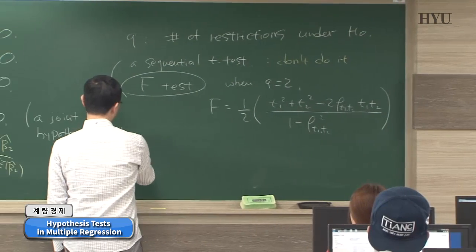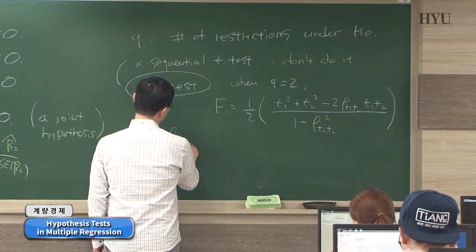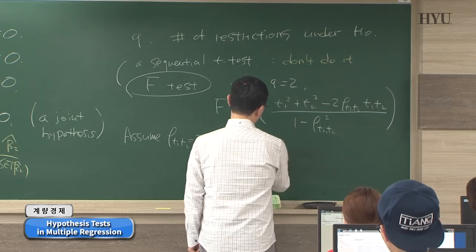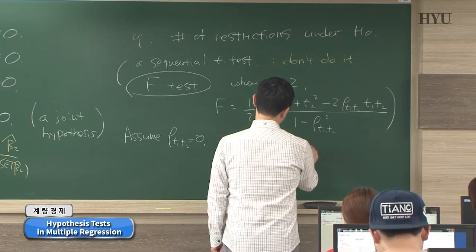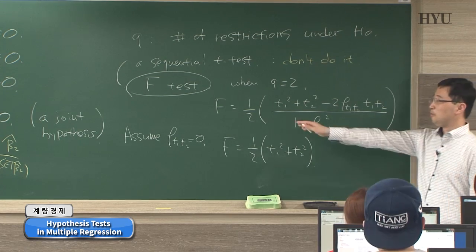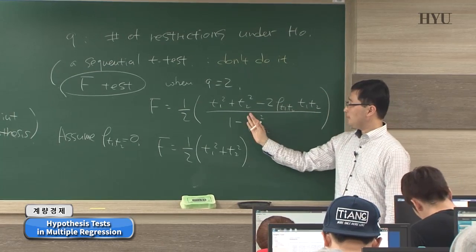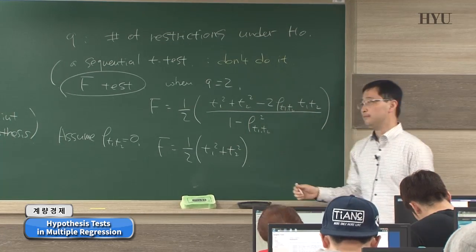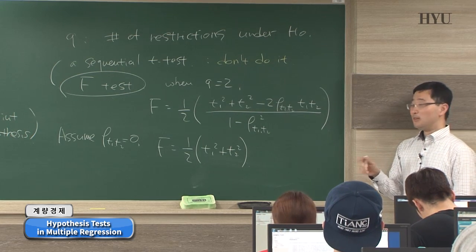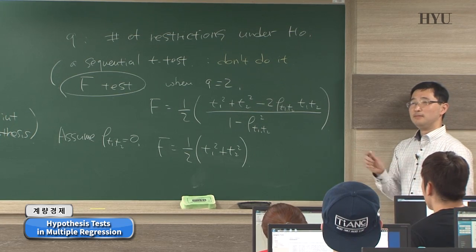So let's try to understand it, okay? Assume that, although this is usually not the case, the correlation is equal to 0. Then the F value can be simplified. I simply assume that this part just disappears, so it goes away, and the denominator is 1. So in the simplest case, an F statistic looks like this.